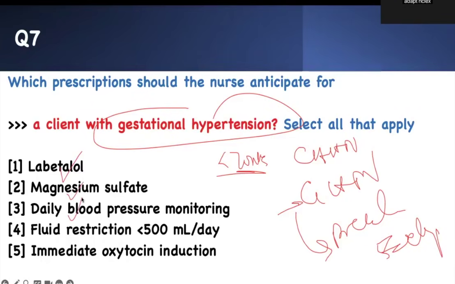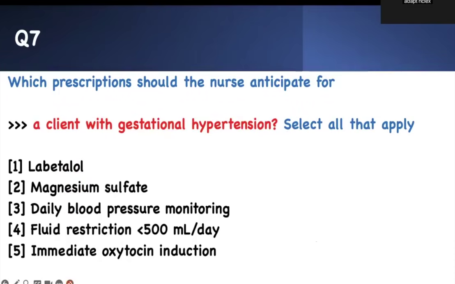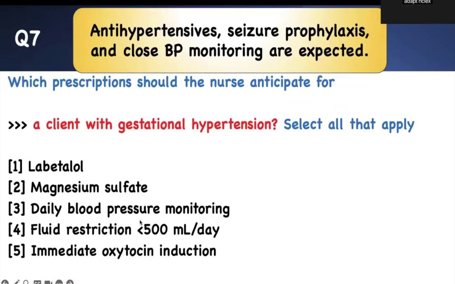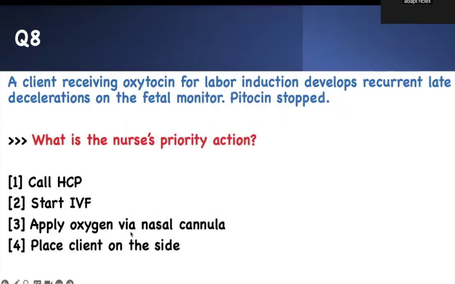So this and that are some expectations the nurse should have of what the doctor will order. Antihypertensive is number 1. Seizure prophylaxis, right? And then monitor your blood pressure so that it doesn't develop.